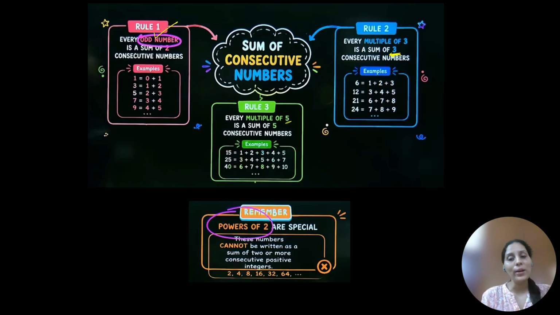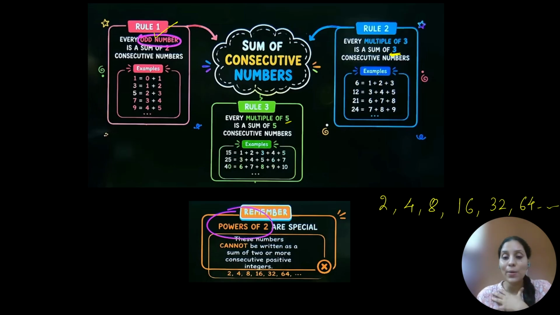Now, there are some special kind of numbers: 2, 4, 8, 16, 32, 64, and so on. What are these numbers? These are powers of 2. What do you mean by powers of 2? 2 power 1, 2 square is 4, 2 cube is 8, 2 power 4 is 16, 2 power 5 is 32, and so on. So these are some exceptional numbers which cannot be written as a sum of consecutive numbers. This is very important: powers of 2 cannot be written as a sum of consecutive numbers.